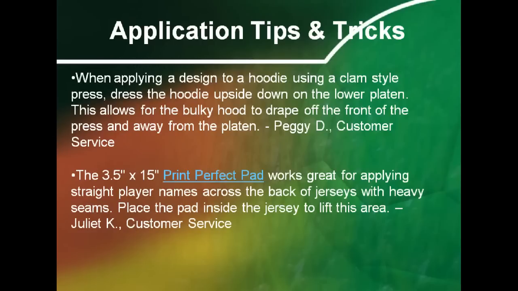And then another tip is the 3.5 by 15 Print Perfect pad. It's what I just mentioned. It works great not only to eliminate that heat printing box, but is also great for applying straight printing names across jerseys with heavy seams. You place the pad inside the jersey to lift this area. This is perfect for baseball, because a lot of times you'll have braiding on the back as well with the better made jerseys. In order to eliminate that, a Print Perfect pad or a pillow really works great for both of those.